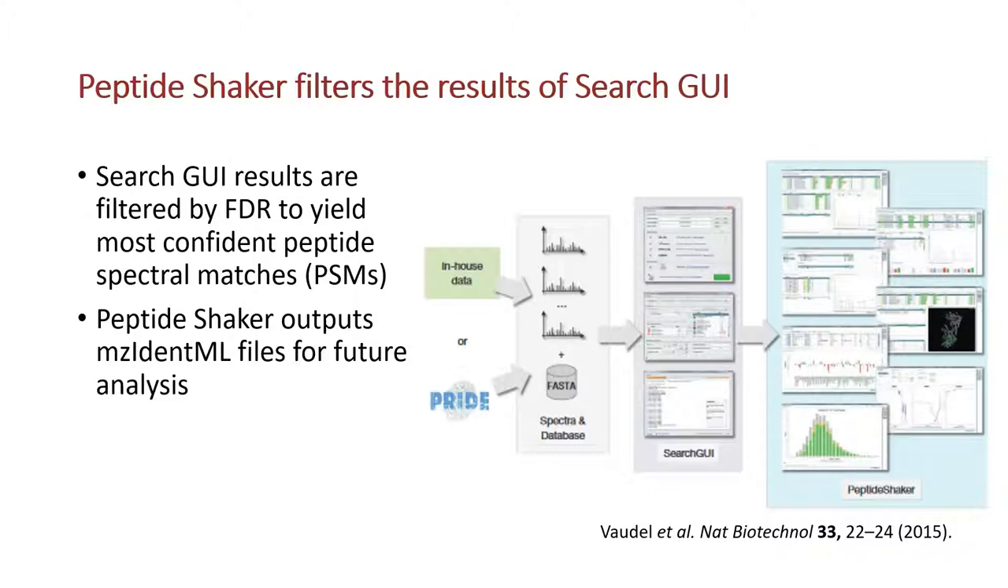To account for this, Peptide Shaker will filter out the PSMs that are below a certain false discovery rate, or FDR, set by the user, leaving only the highest quality PSMs. Peptide Shaker can also output data files in the form of simple tabular lists, as well as the mzIdentML file, which we will discuss later in its use in subsequent analyses.